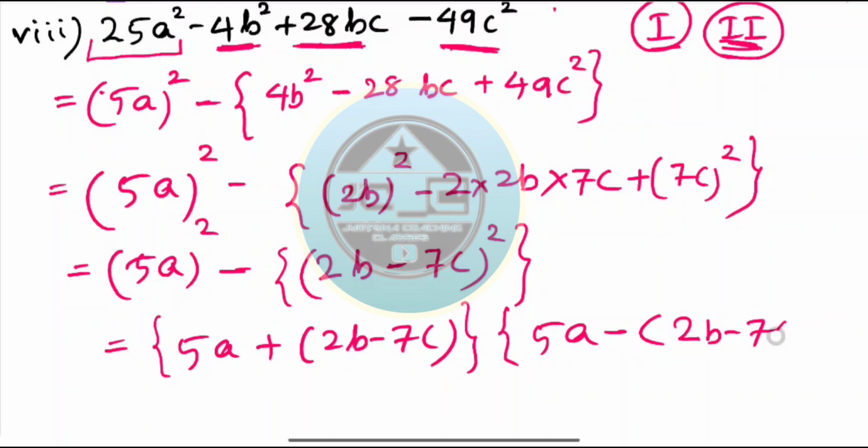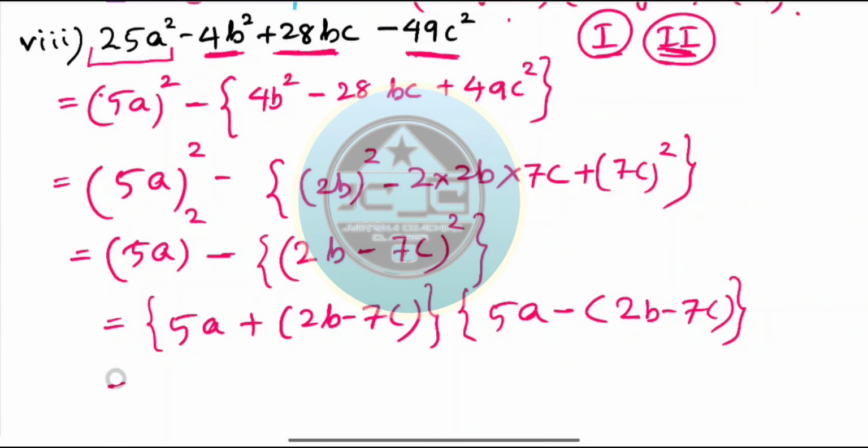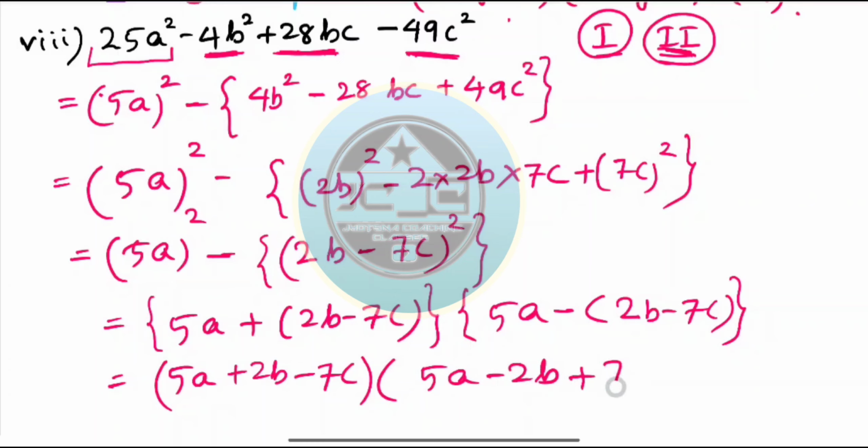2b minus 7c. Clear? Now you can take that as 5a plus 2b minus 7c, because plus that back is one factor, and this factor will be 5a minus 2b plus 7c. This is the final answer. Along with this, question number 2 is done. Let's move to the third question.